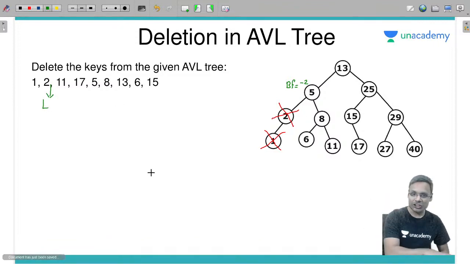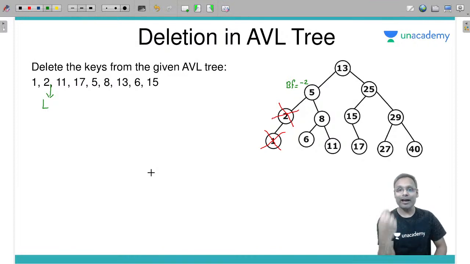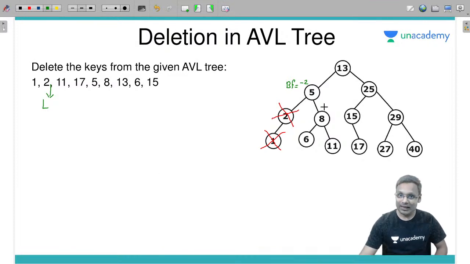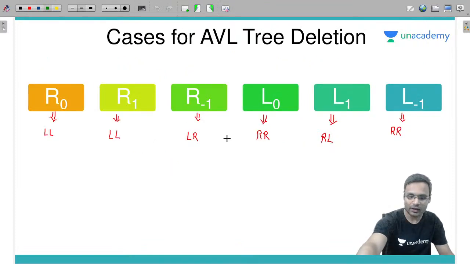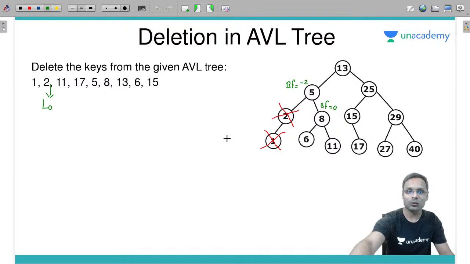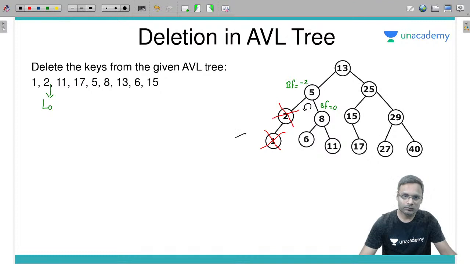If left side deletion, what is the balance factor of the right child of 5? The balance factor at 8 is what? What is the balance factor at 8? 0. For the L0 case, which particular rotation? Look, L0 case is RR rotation. Let's do RR at 5.